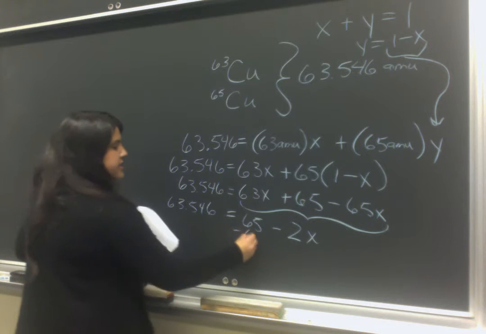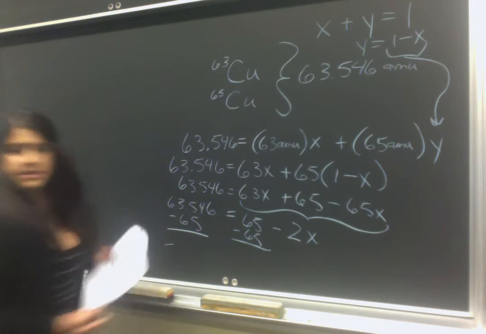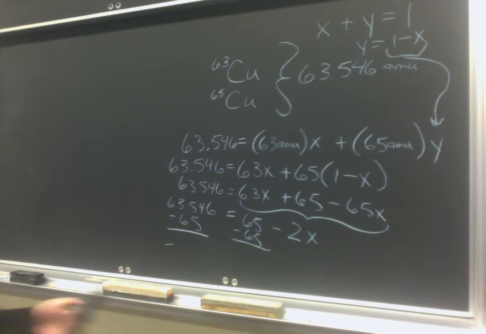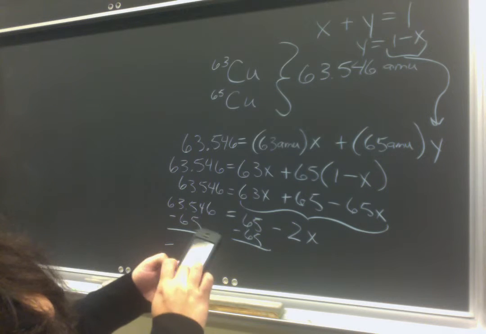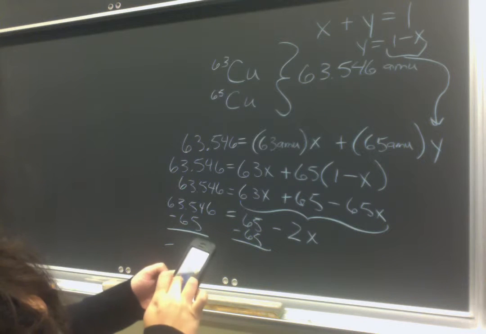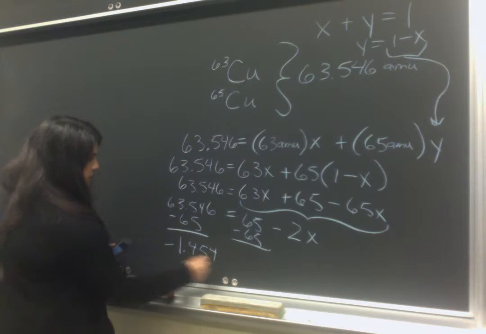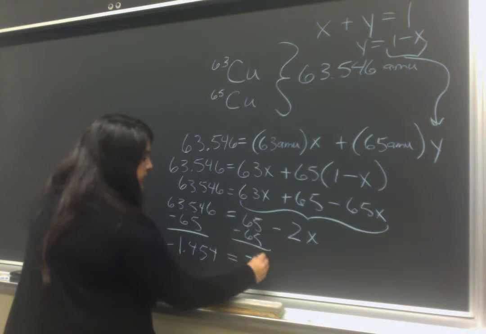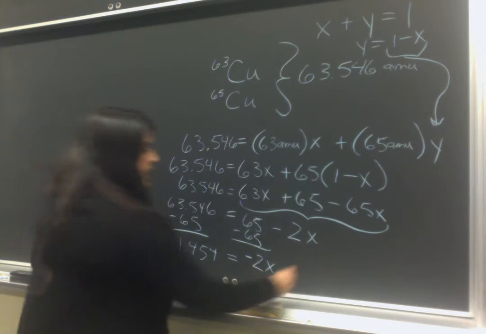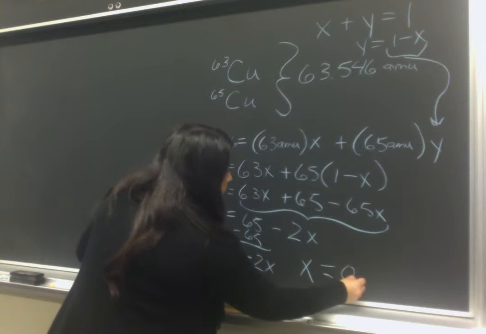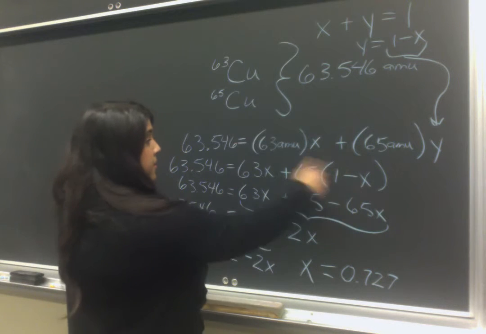I subtract 65 from both sides, and I end up with negative, let's get my phone calculator. Got my handy dandy phone calculator, doing 63.546 minus 65, and I get negative 1.454 is equal to negative 2X. I divide both sides by negative 2, and I end up with X is equal to 0.727. That would be the abundance of my 63 isotope.